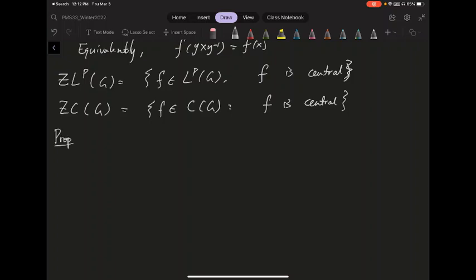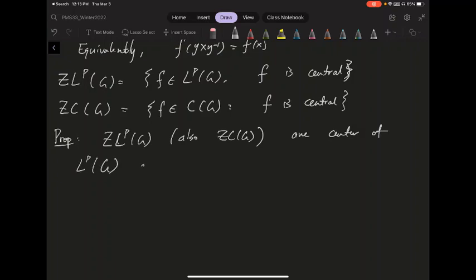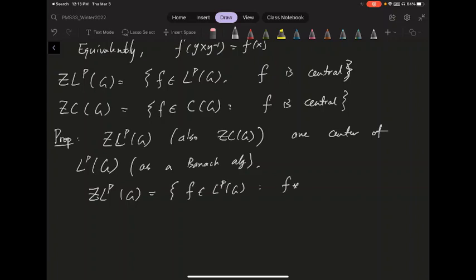So here's the proposition. Z of Lp of G and also ZC of G are the center of the Banach algebra Lp of G. Essentially, Z of Lp of G contains all the f inside Lp of G that commute with everything else. So f convolved with g is equal to g convolved with f for all g inside Lp of G.